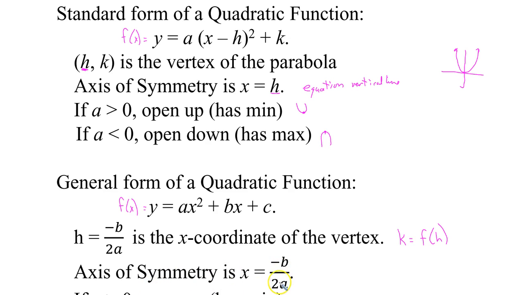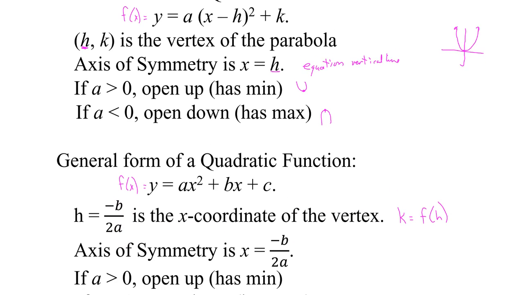Axis of symmetry is still x is equal to h. It's just that h is in the form of negative b over 2a. Same thing down here. I'm going to scroll this down so you can see what's going on. Might have to move my screen just a little bit.